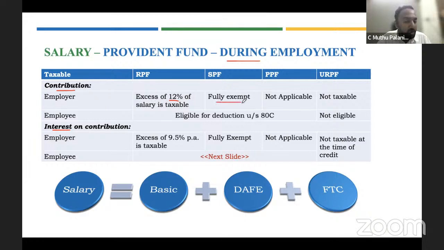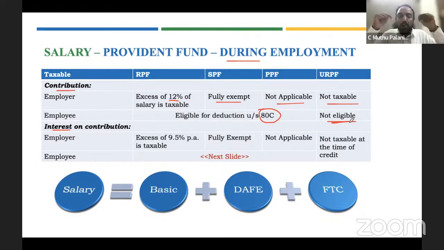Adhe statutory provident fund, no limit, fully exempt. PPF, the employer cannot contribute, because if the employer contributes, it is not PPF, it is one of the other 3. So for URPF it is not taxable. Whatever is given by the employer is basically not taxable irrespective of the limit. Now what about the employee contribution? Employee contribution is eligible as a deduction under section 80C for RPF, SPF and PPF. Whatever has been contributed in all these three is eligible as a deduction under section 80C. But if it is unrecognized provident fund, it is not eligible, which means there is no deduction for URPF.